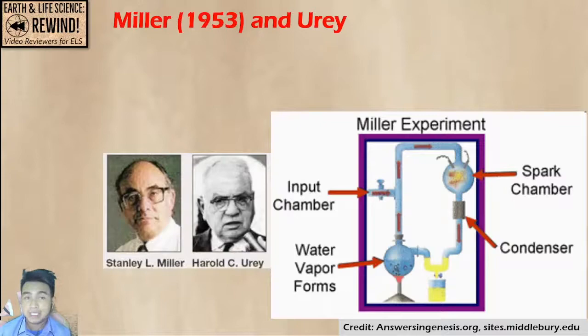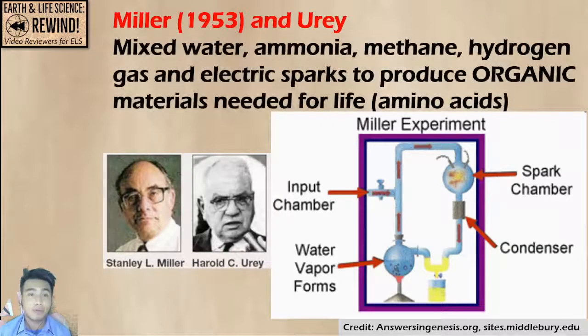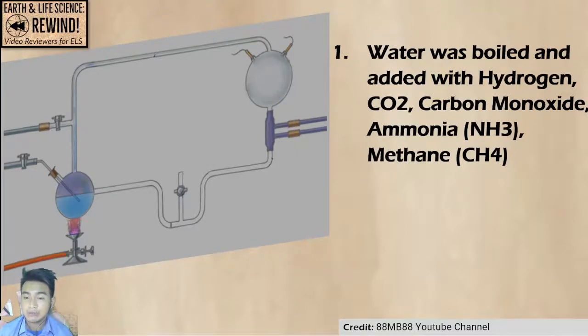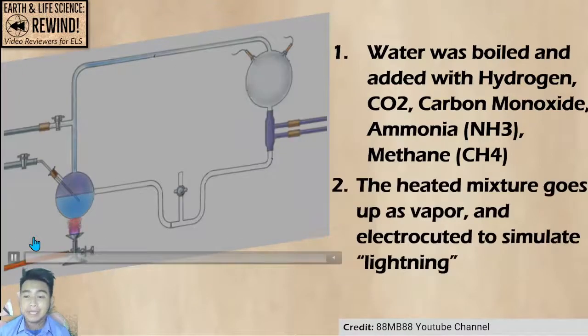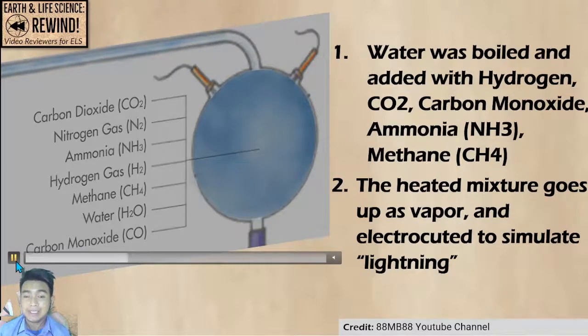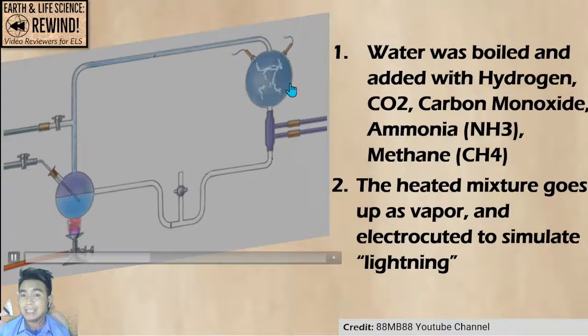In 1953, chemists Miller and Urey performed their famous experiment. They mixed water, ammonia, methane, hydrogen gas, and electric sparks to produce organic materials that are necessary for life. This is to support the claim of Oparin earlier that it was the chemicals that formed life. The first part of the experiment: water was boiled and added with chemicals which are inorganic, carbon dioxide, ammonia, and methane. Again, inorganic. And then they heated the mixture and put it in a chamber wherein they simulated lightning. So they added electricity there.